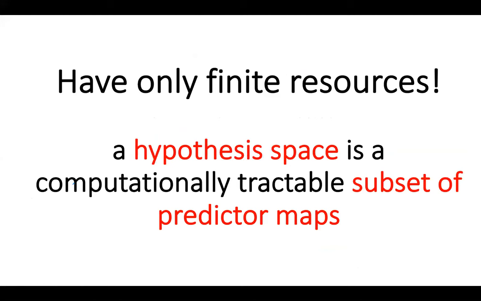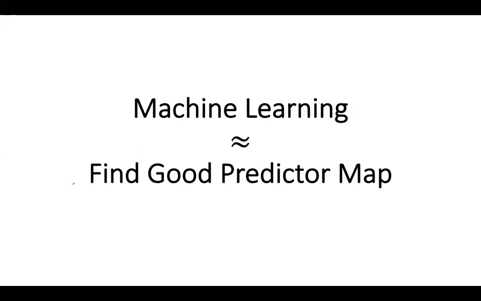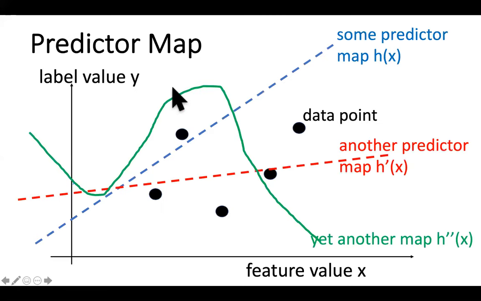And this is what we call a hypothesis space. Although this sounds like a very theoretic and abstract space, it's actually a very simple idea. It's just a subset of possible predictor maps. Let's say, instead of considering all three, I only allow for this blue dashed or this red dashed predictor map. So I restrict the machine learning problem to the hypothesis space given by these two predictor curves. Okay?